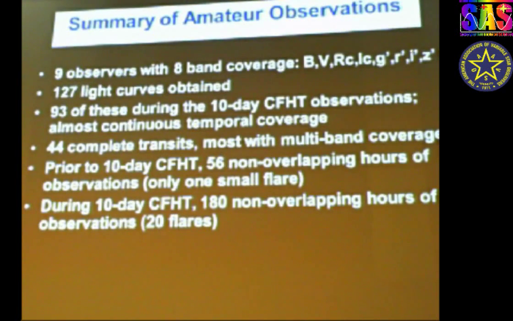The amateur observations, which actually corroborated her work and gave her some key information: there were 9 observers. We observed in 8 bands. We obtained 127 light curves. 93 of these were done during the 10-day run that she had on the CFHT. 44 complete transits were measured, and prior to her 10-day run, we had 56 non-overlapping hours of observation, and during the 10-day run, we had 180 hours of non-overlapping observation.